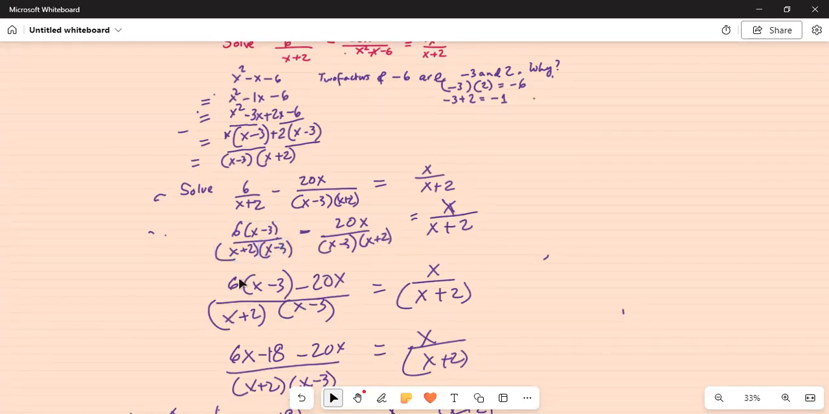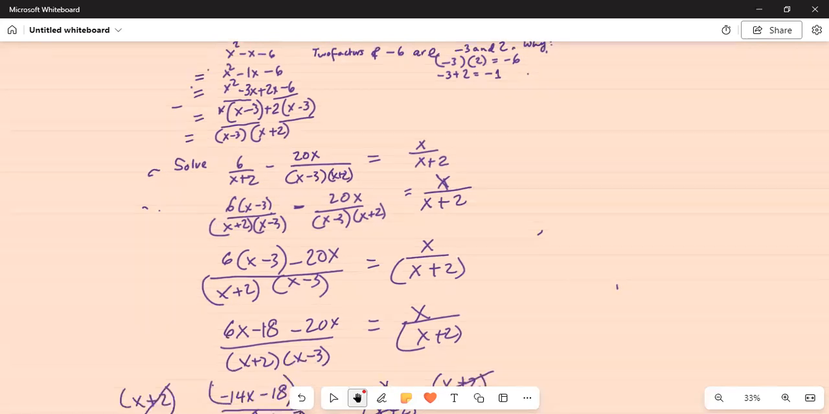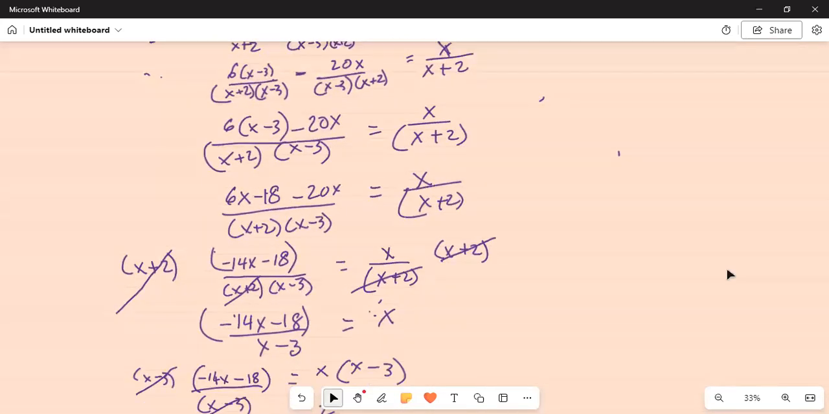And it becomes 6 times x minus 3 in the first term, the second term minus 20x. And we didn't do anything so far to the right-hand side, left it at x divided by x plus 2. Then we simplified the left-hand side, the numerator part, and it became minus 14x minus 18 divided by x plus 2 times x minus 3 in the denominator.